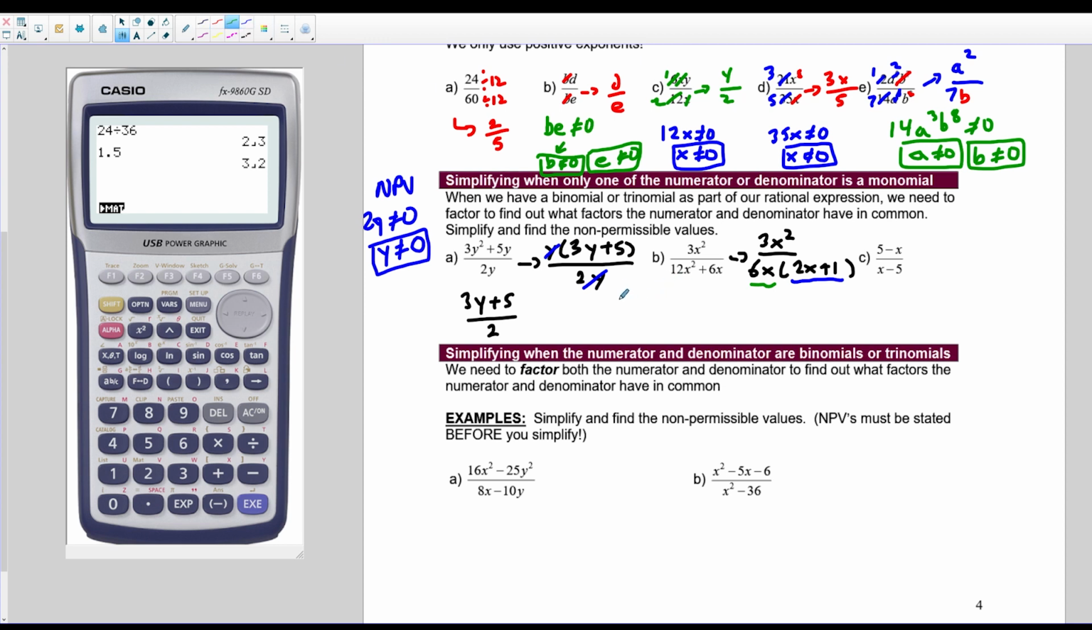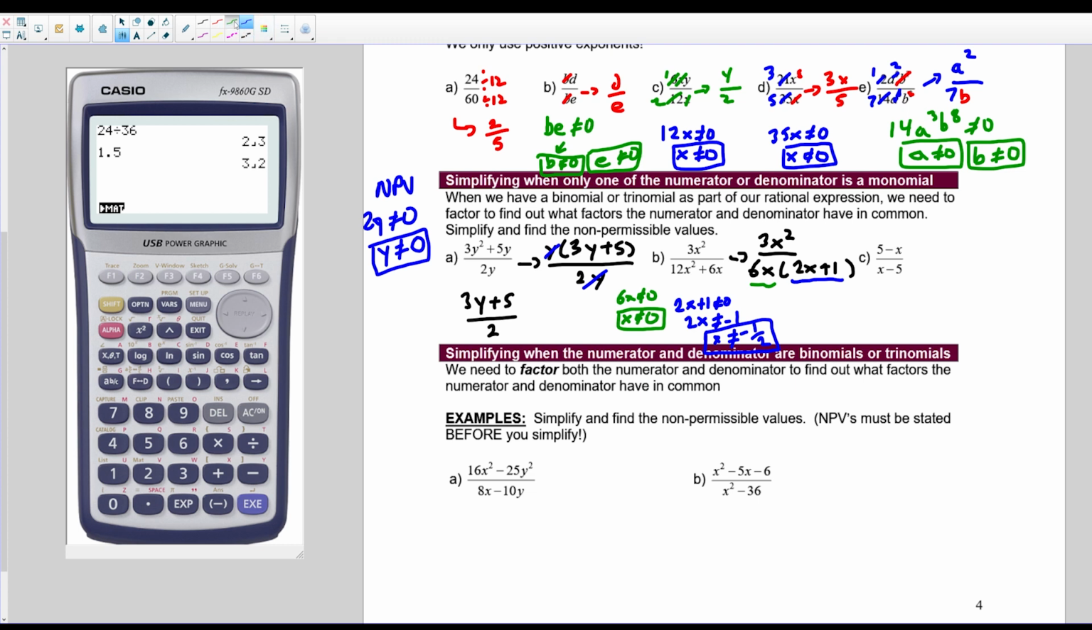With the 6x, we know that 6x cannot equal 0, so x cannot equal 0. That's our first NPV. And then for the second one, we have 2x plus 1 cannot equal 0. 2x cannot equal -1. So let's divide both sides by 2. So x cannot equal -1/2 will be my second NPV.